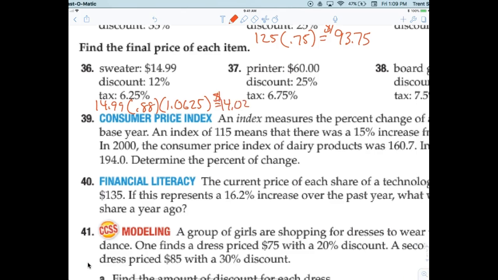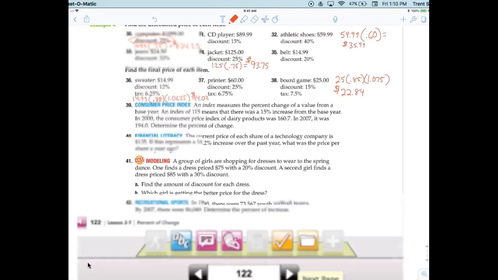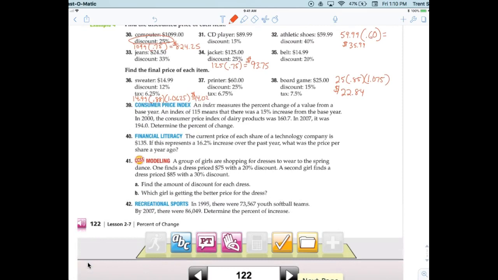All right. So here we go for question number 38. Caroline Danzy, you're up. 25 times 0.85 times 1.075. Beautiful. Tell me what that is quickly. $22.84. Anybody else agree with that? Well, it can't be more than the original, right? Because you get a 15% discount.